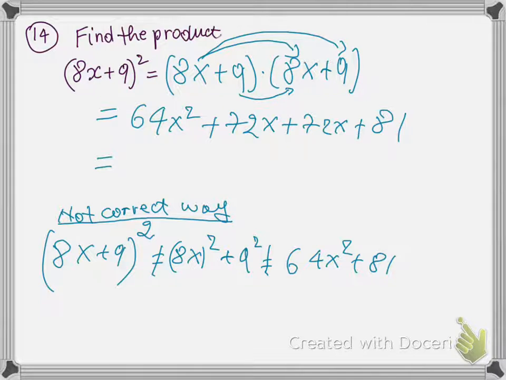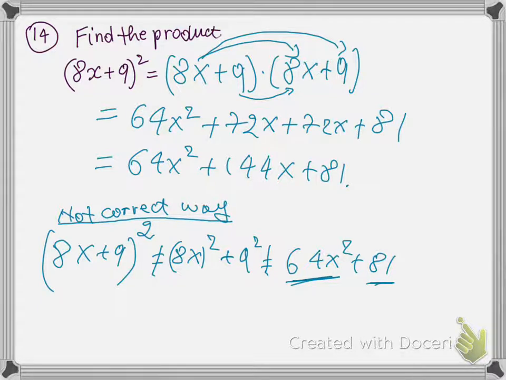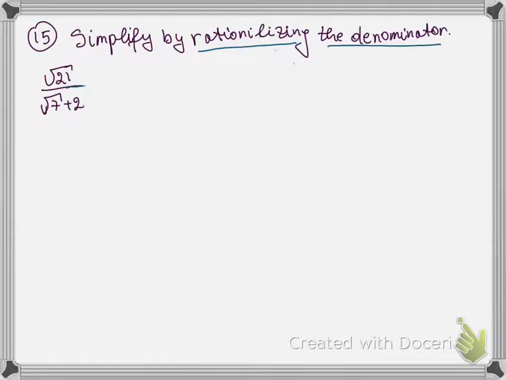Then we combine like terms. We get 64x squared plus 144x plus 81. So let's look at the difference. The wrong way would give us 64x squared plus 81, but the correct answer has the middle term right here. So make sure that if you're squaring something, when the operation is positive, you're going to multiply the binomials. You cannot just go straight and square the terms. Let's move on to the next example.